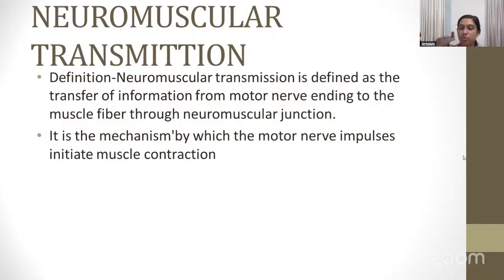And what is neuromuscular transmission? It is defined as a transfer of information from a motor nerve ending to the muscle fiber via the neuromuscular junction. It's a mechanism by which the motor nerve impulses initiate a muscle contraction. So the initial events that are leading to the muscle contraction are part of the neuromuscular transmission.